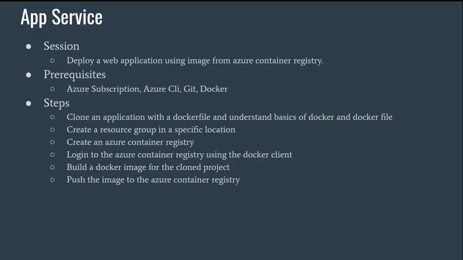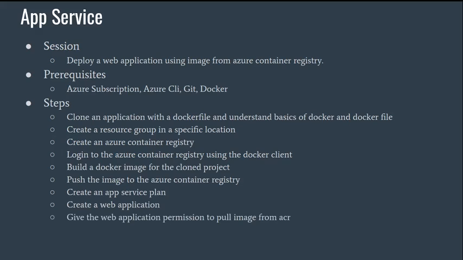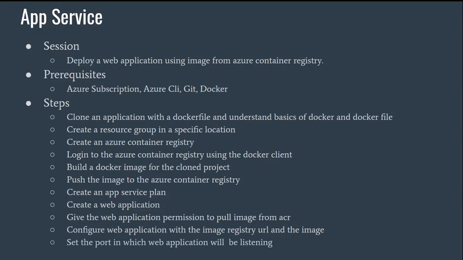Once we have the image in Azure Container Registry, we will create the components required for hosting the application. First, we will create an app service plan for deploying containers. Then we will create a web application which will use image from Azure Container Registry. Once the web application is ready, we will give it permission to pull image from Azure Container Registry. Now we will configure web application container with details of the image that needs to be pulled. Then we will set the port in which container will be listening for requests. Finally, we will check whether the application has deployed successfully or not.